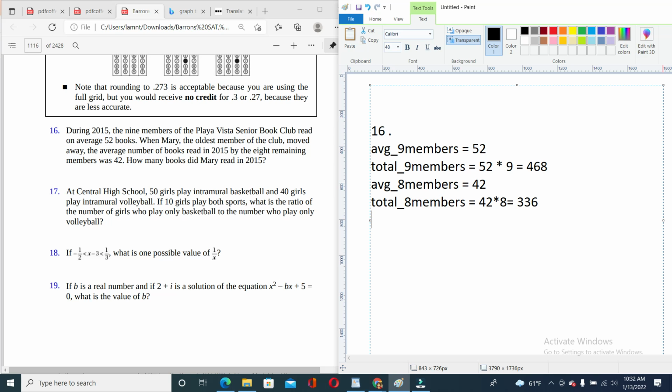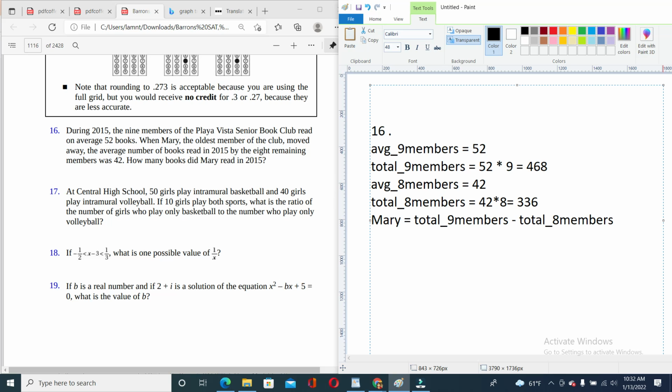So the difference between the total of 9 members and the total of 8 members is going to be the number of books that Mary read, because she's gone and we have to subtract that. So the number of books Mary read is the total of 9 members minus the total of 8 members. That makes sense, right? Because when Mary was there, it was 9 members, and when she's gone, 8 members are left.